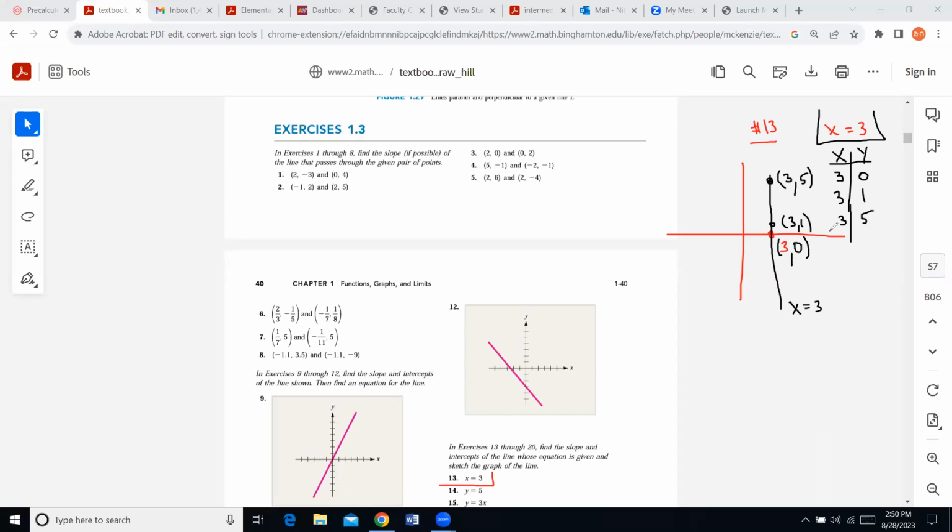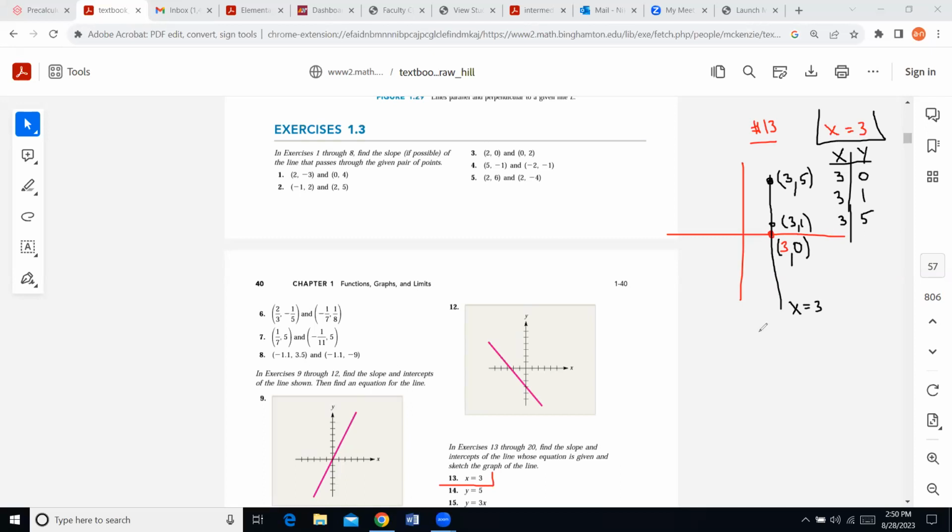And we're going to use these vertical lines a lot in our class. They will usually be called vertical asymptotes. If you heard that word, if not, it's fine. Asymptotes, that's what we're going to use to help us graph various functions.